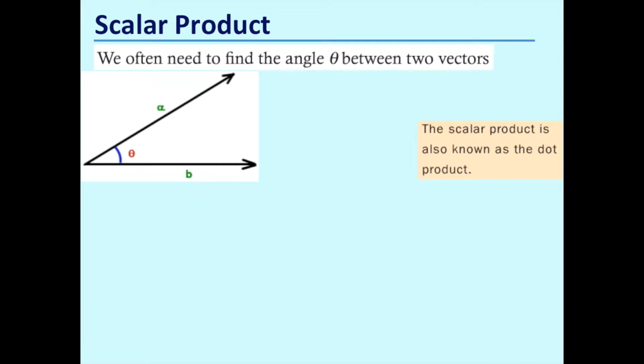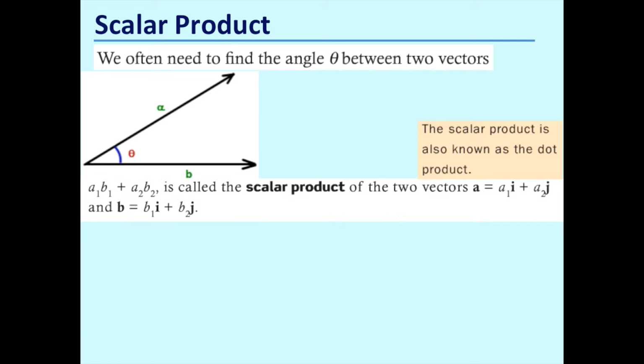In this section, we're going to have a look at the scalar product, which is also known as the dot product. What that enables us to do is to calculate an angle between two vectors. So if here we had vector A and vector B, we would be able to calculate angle theta. Let's have a look at how we can do that.